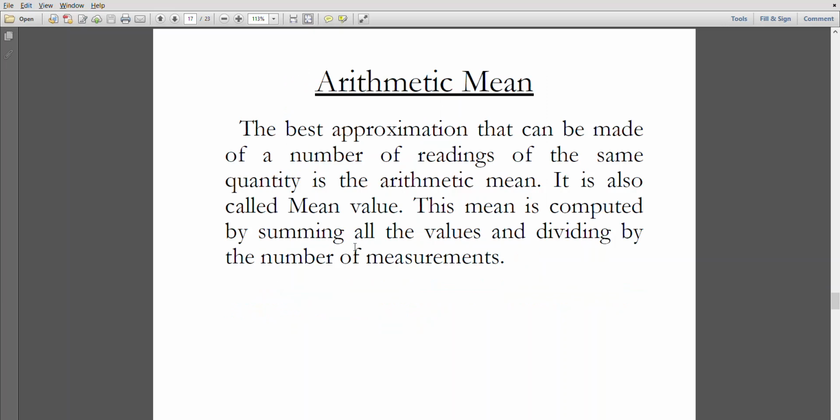Arithmetic mean. The best approximation can be made from a number of readings of the same quantity using the arithmetic mean. It is also called the mean value. This mean is computed by summing all the values and dividing by the number of measurements. So the total value is divided by the number. If there are 10 temperature measurements, add those 10 measurements and divide by 10.